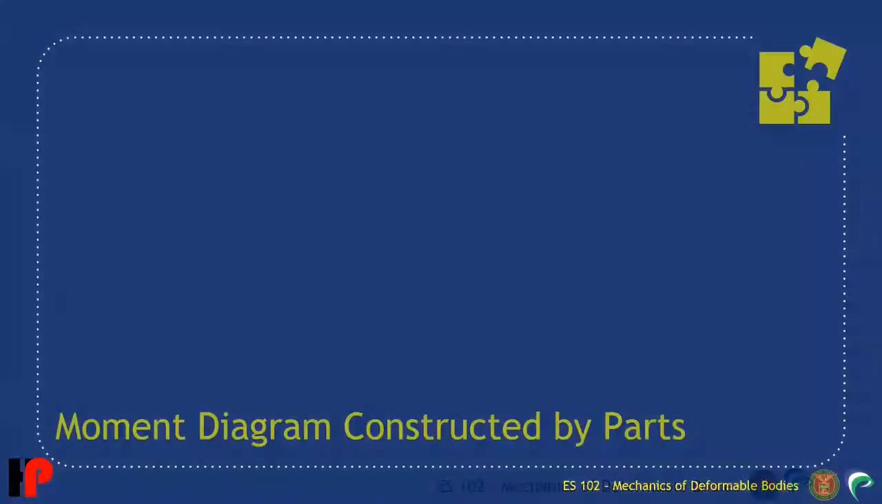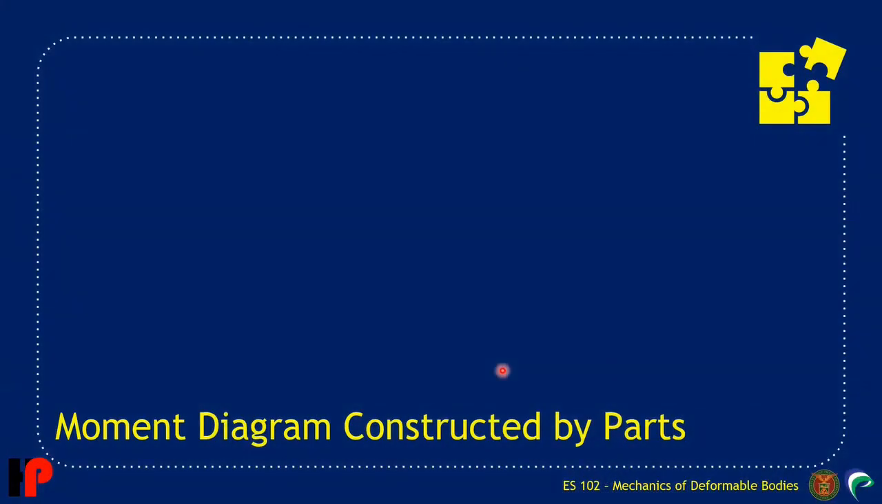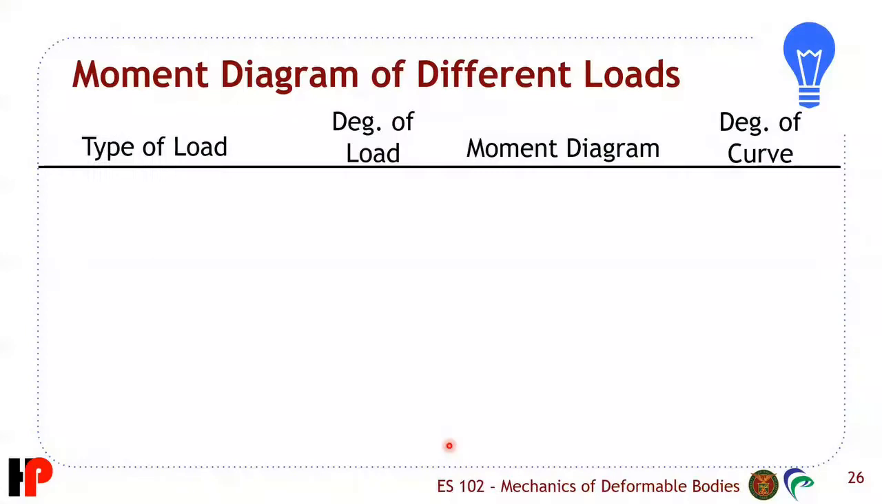Now, if you solved quiz number 2 of the previous lecture, you will see that it's particularly difficult to find areas inside the M over EI diagram because you have spandrels, etc. So for this lecture, we'll be discussing how to derive moment diagrams that are constructed by parts, piece by piece. Let's look at different types of common loads applied to beams and the corresponding moment diagram of each kind of load.